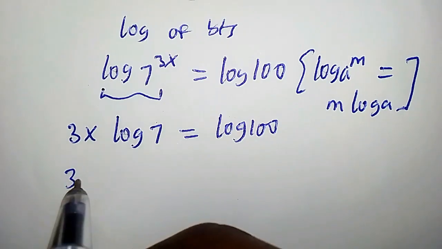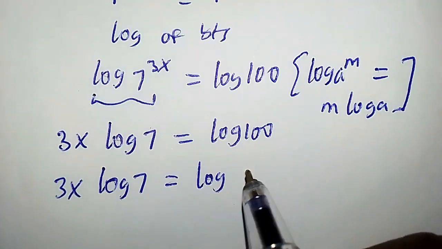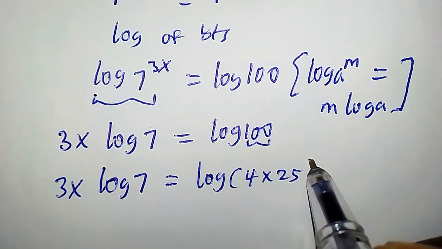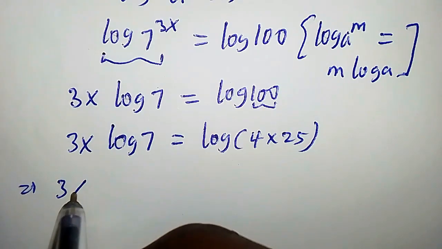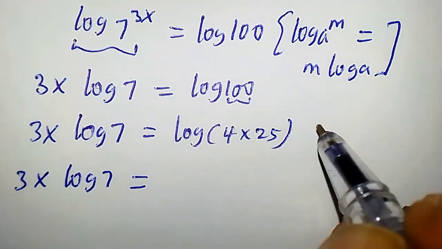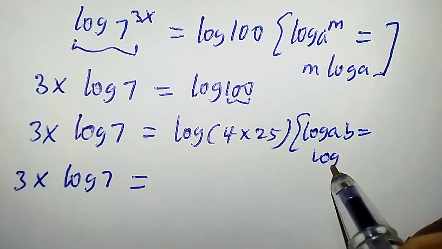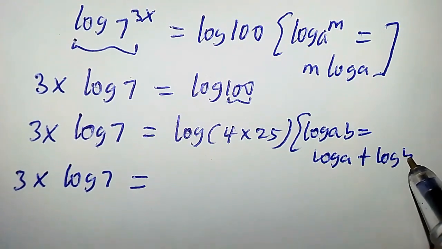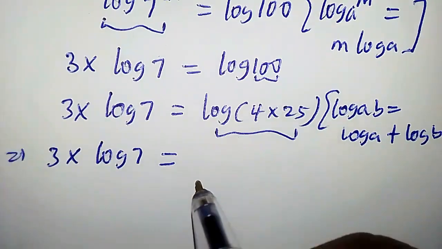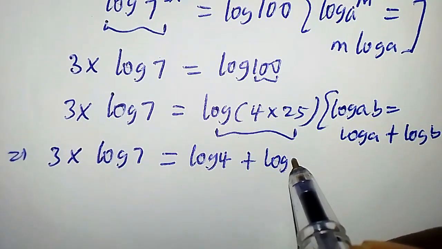Let's continue. 3x times log 7 is equal to log 100, which could be written as log of 4 times 25. So we have 3x times log 7 equal to, recall that log AB is equal to log A plus log B. Applying this identity to the right hand side, we have log 4 plus log 25.